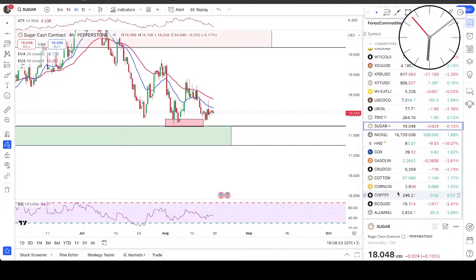Yeah, so looks like we have covered all the instruments. Do let me know if you have any questions in the meanwhile.